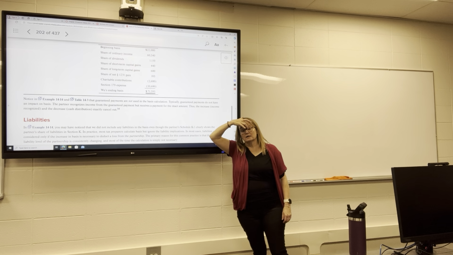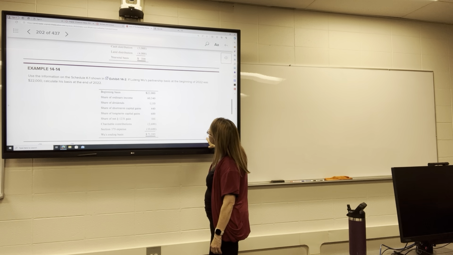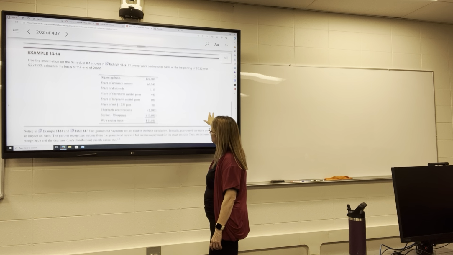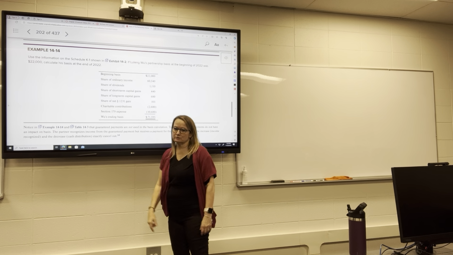So the calculation includes the distributions, but that doesn't. Why? I don't know why they didn't include that. So the 71,595 should be $26,000 lower for the basis. It should be. Yes.